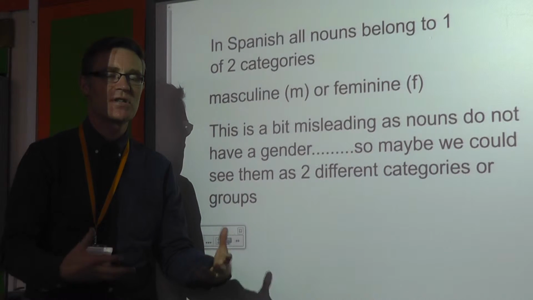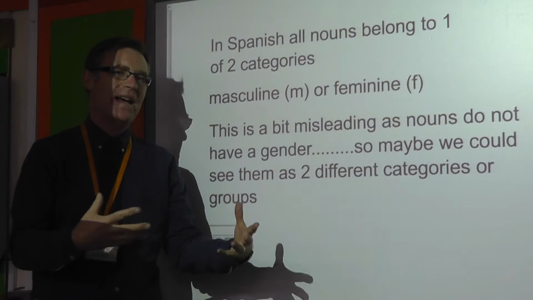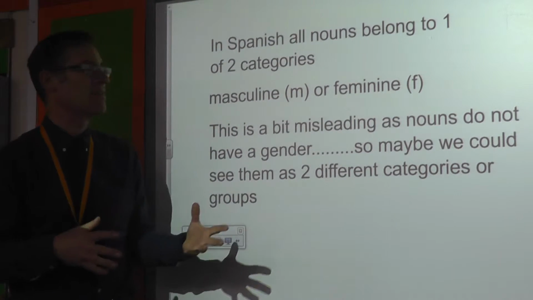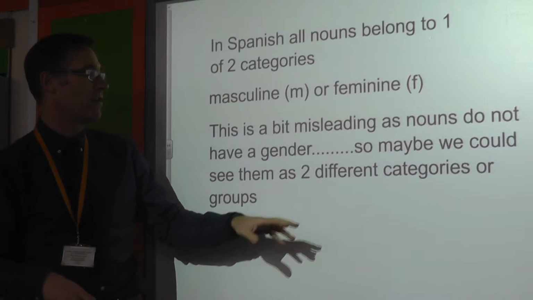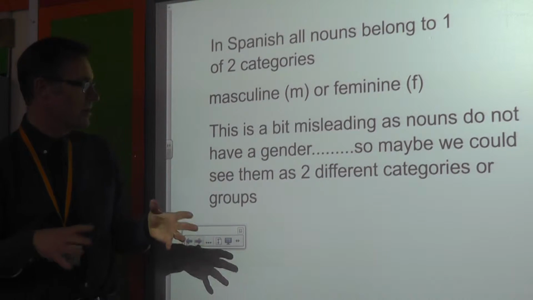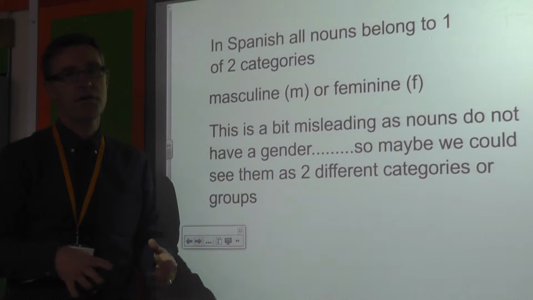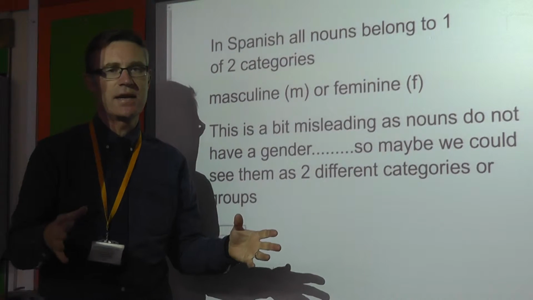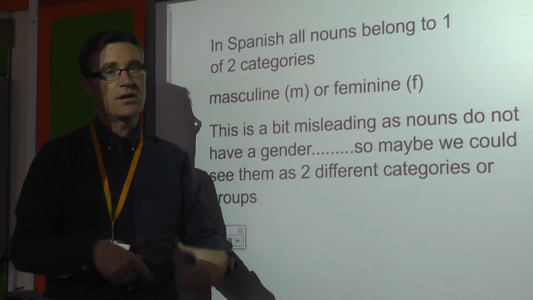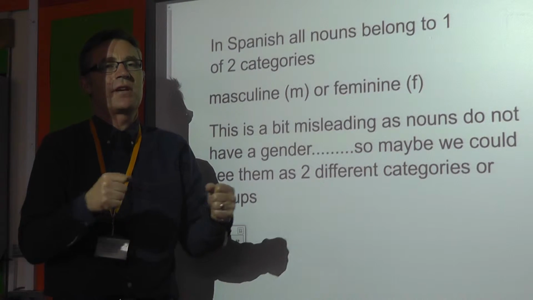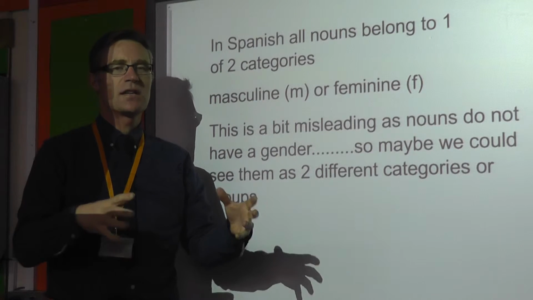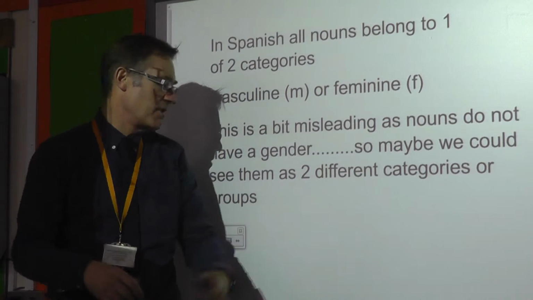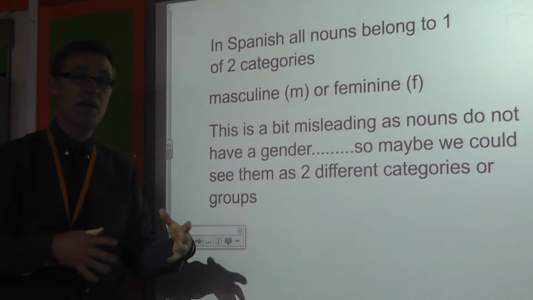Lots of Romance languages have this idea of masculine and feminine, and it can be a little bit tricky for English speakers, because obviously that's not something we have in our own language. So maybe we could see them as two different categories or two different groups, but still in all textbooks and in dictionaries you are going to see masculine and feminine, so we can't avoid that. But just to avoid some confusion, let's think of them as two different categories. Category A, category B, it doesn't really matter what we call them, we've got to understand how they work.